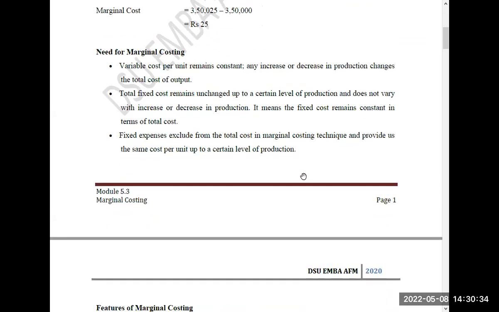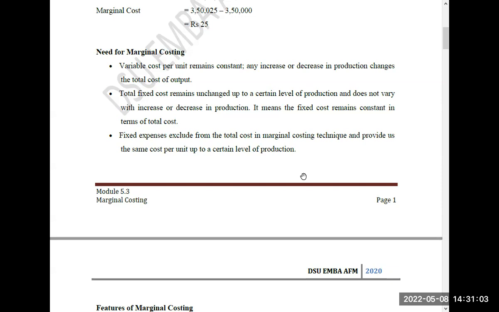Okay, why do we need marginal costing? Before that statement, I'll tell you, why do we need marginal costing? We need marginal costing for this purpose. One is variable cost per unit remains constant. Any increase or decrease in production changes the total cost of output. Total cost of output is changing because of the change in the increase or decrease in the volume of production. That changes only because of variable cost, not because of the fixed cost.